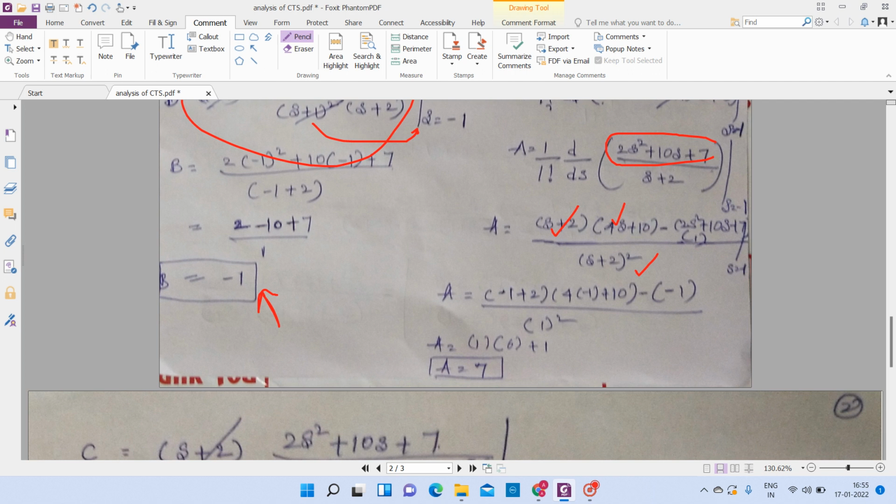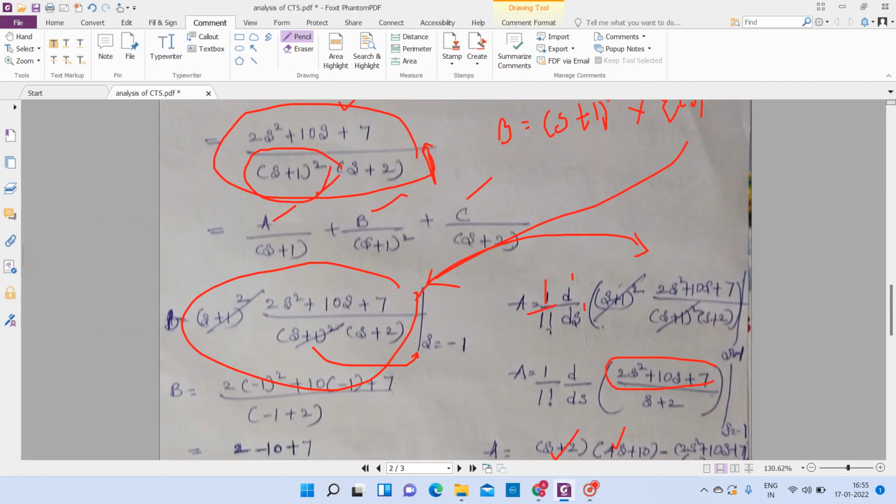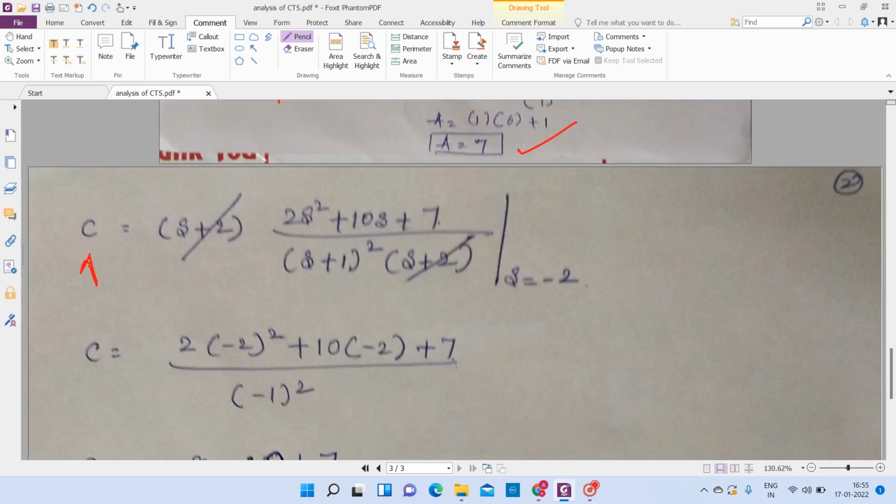So if we are solving this equation, we have to apply s is equal to minus 1, right? We will get a is equal to 7. So finally we have to find out c. Here the value of numerator c, and the denominator is s plus 2. So we have to multiply by s plus 2 with y of s, right? We have to write the y of s equation here. s plus 2 gets cancelled out, right?